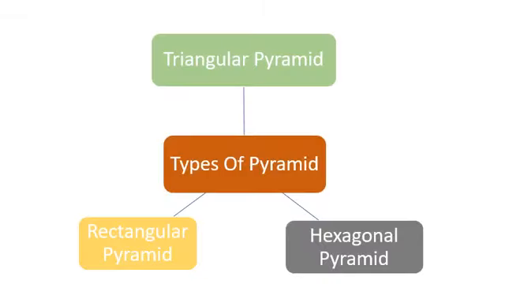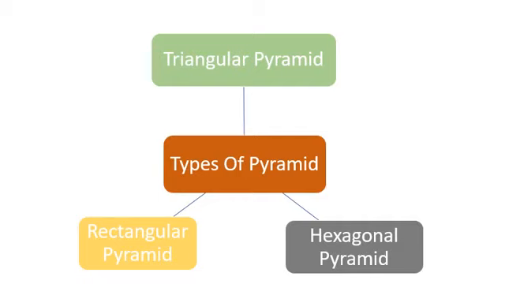So, coming to types of pyramid. We have studied about triangular pyramid, rectangular pyramid and hexagonal pyramid. So, what do you mean by a triangular pyramid? A pyramid whose base is a triangle is called a triangular pyramid. Or we can say a polyhedron whose base is a triangle and whose lateral faces are triangles with a common vertex is called a triangular pyramid.